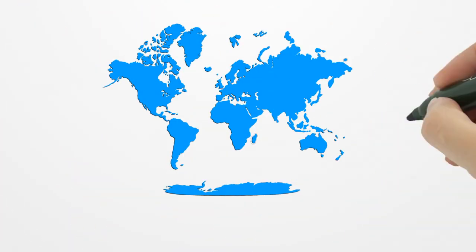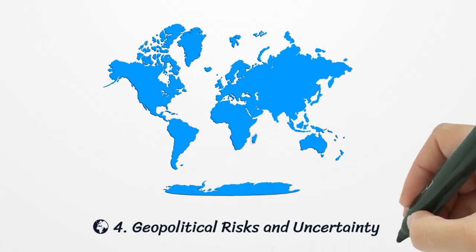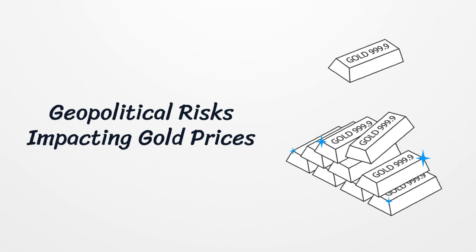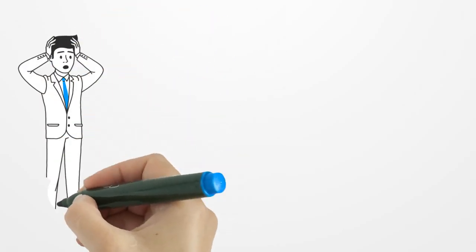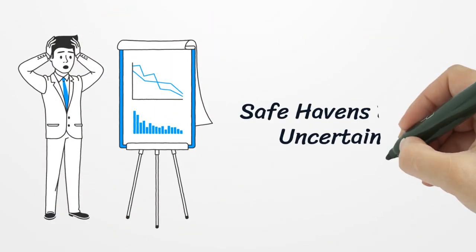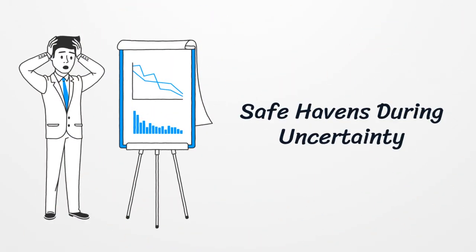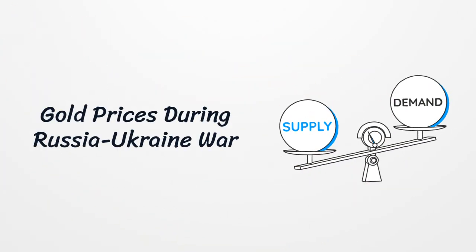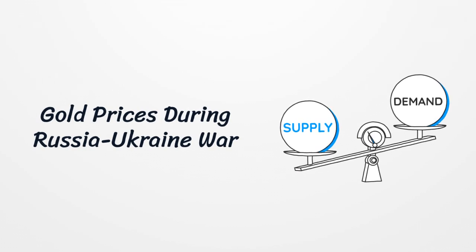Globe 4. Geopolitical risks and uncertainty. Geopolitical and political uncertainties are another critical factor that drives gold prices up. Events like wars, trade conflicts, financial crises, or political instability push investors away from risky assets and toward safe havens like gold. For example, when the Russia-Ukraine war broke out in 2022, gold prices quickly approached $2,000 per ounce.